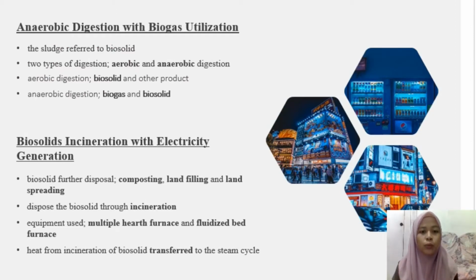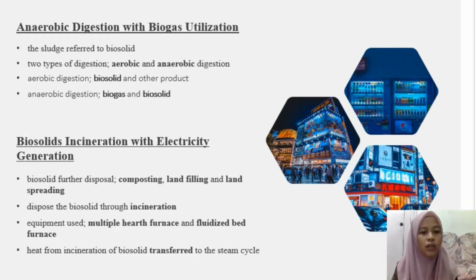Anaerobic digestion with biogas utilization. The sludge can be referred to as biosolid after being digested. There are two types of digestion, which are aerobic and anaerobic digestion. Aerobic digestion uses oxygen to facilitate the microorganisms to produce biosolid and other products, while anaerobic digestion does not use oxygen and produces biogas containing methane and biosolid. This paper records that biogas can be used as a source of fuel to generate electricity.